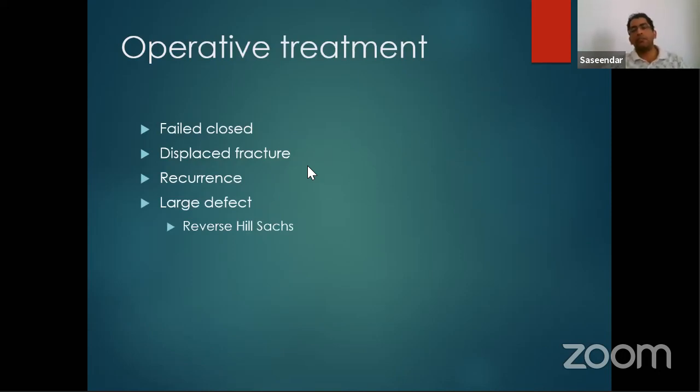Operative treatment. Operative treatment is needed either when the closed method has failed, or when there is a recurrent shoulder dislocation, or when there is a large bony fragment that is fractured, even in a primary shoulder dislocation, that is the first-time dislocator. For example, there is a large anteroinferior glenoid labrum fracture. You know for sure that it's going to dislocate subsequently. There is no point in waiting for a recurrence of the dislocation. You can go ahead with the fixation procedure for the bony fracture.